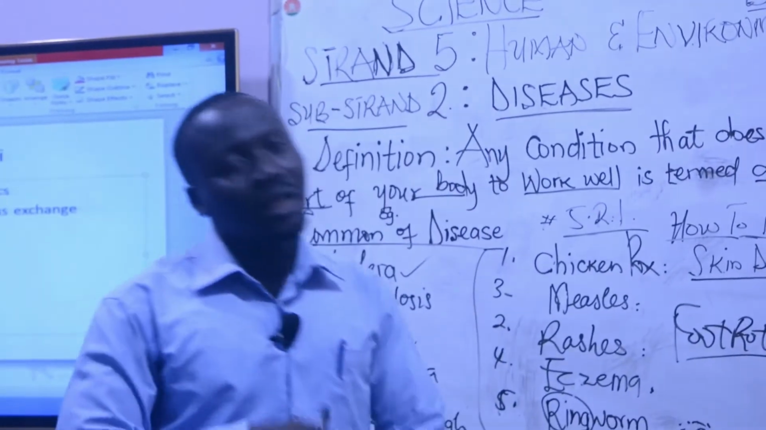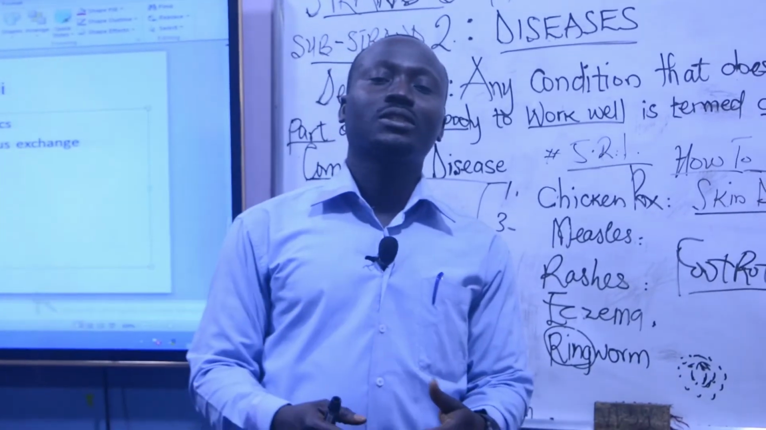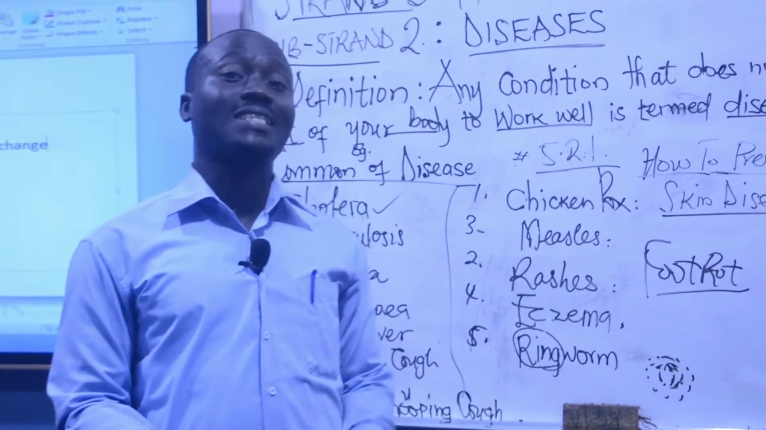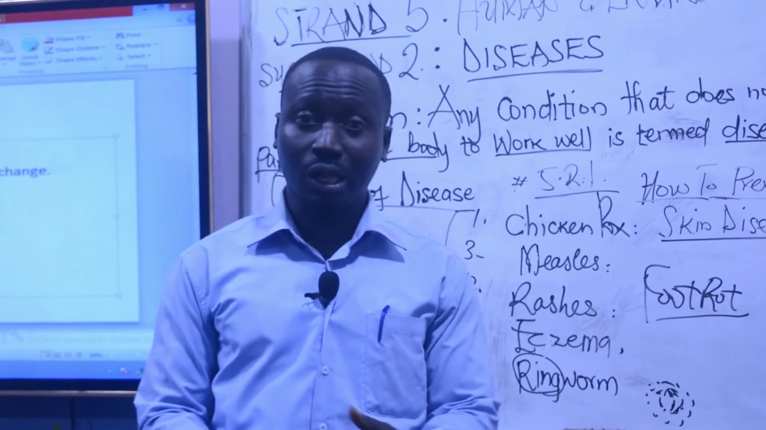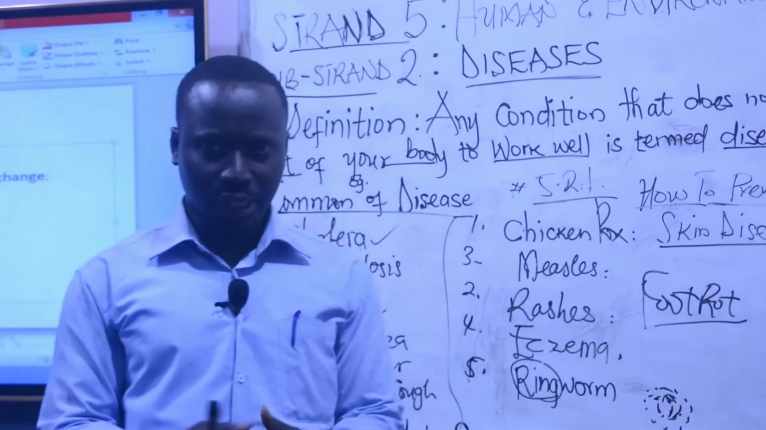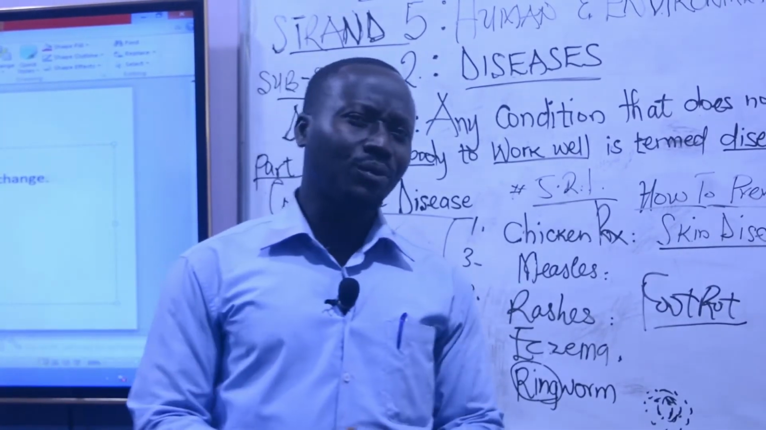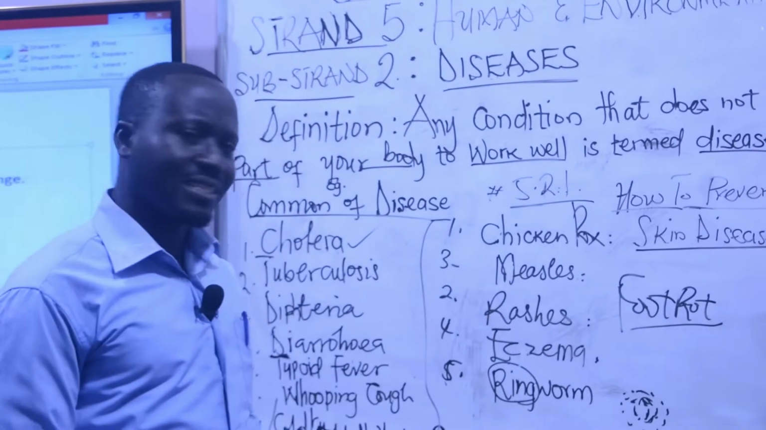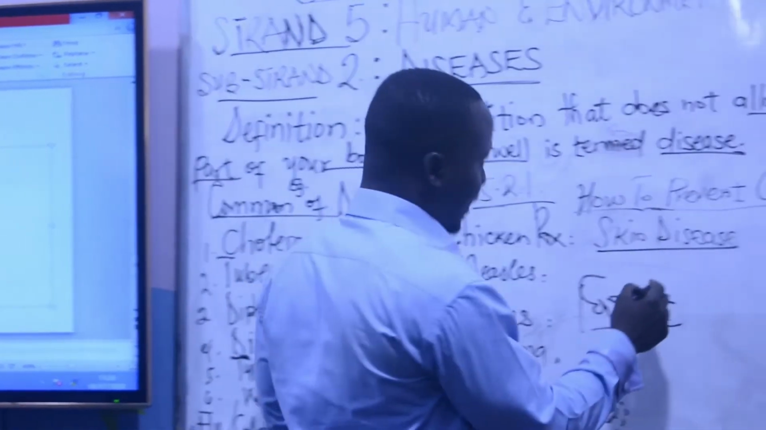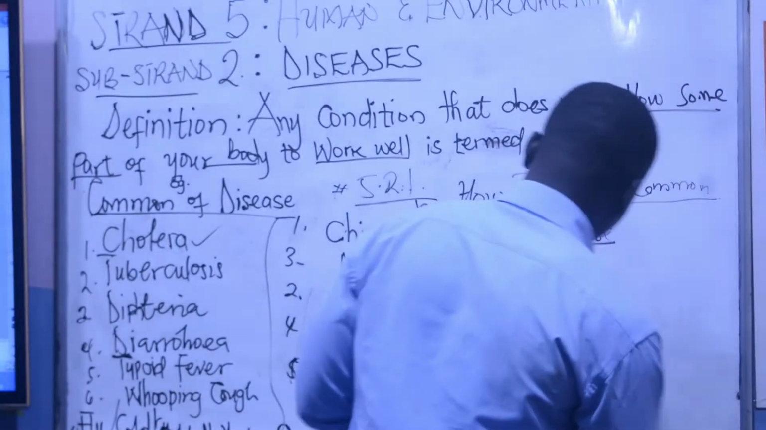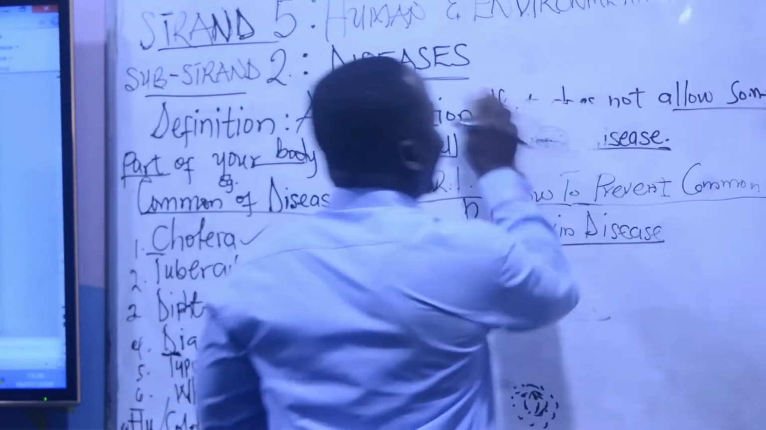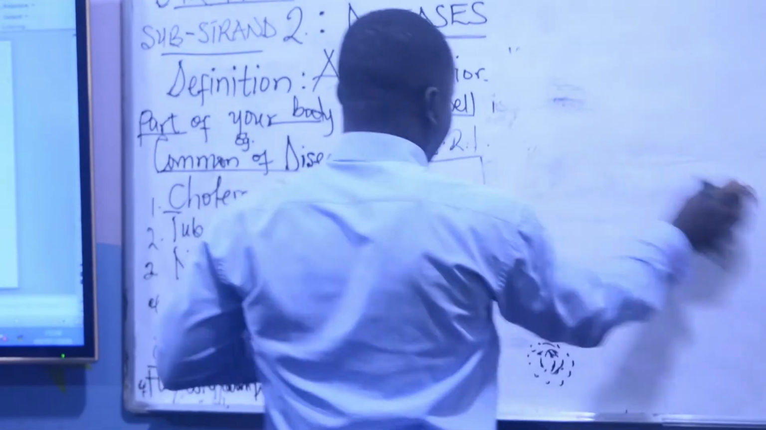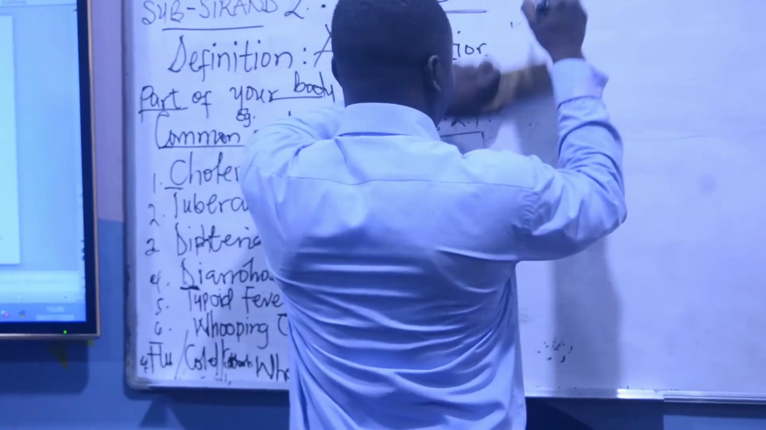Now, we would like to talk about some few ways of preventing some of these skin diseases and diseases in general before we call it a day. What are some of the ways of preventing any of these skin diseases? One, by taking a regular bath. You need to bath regularly.